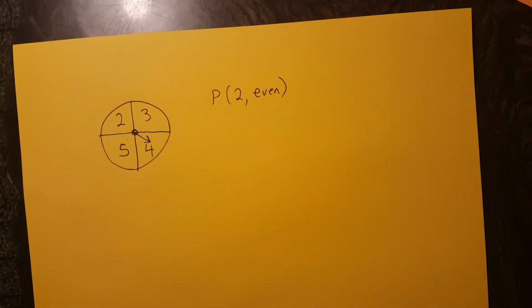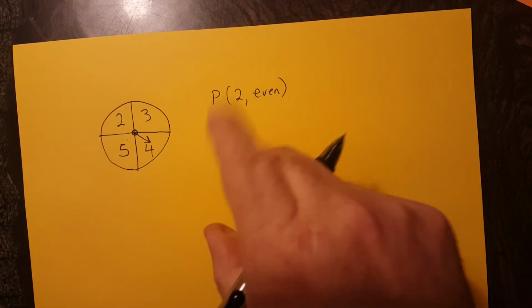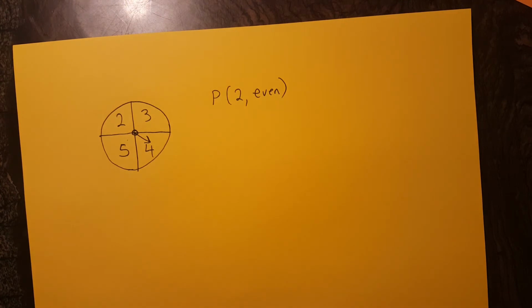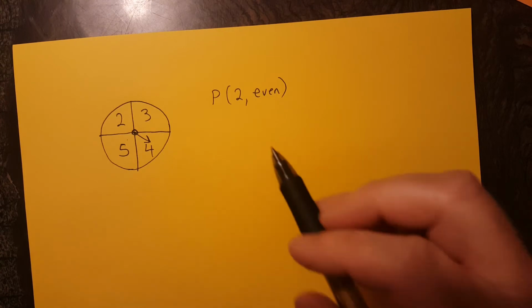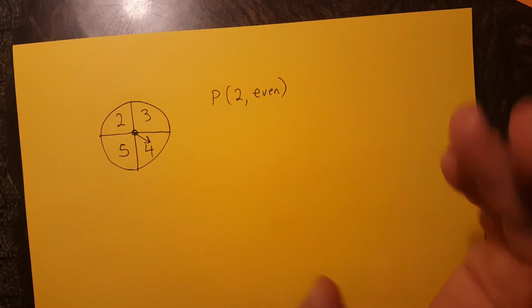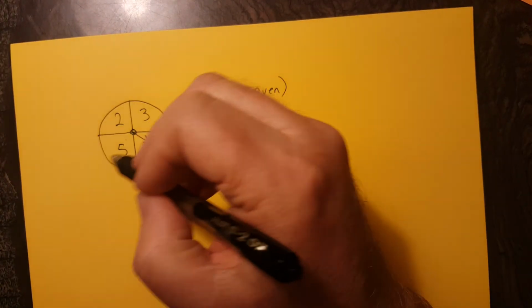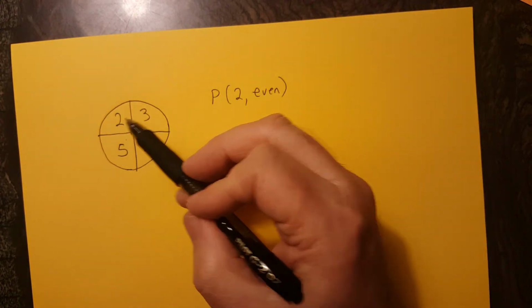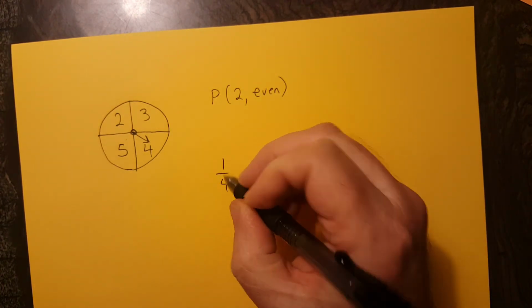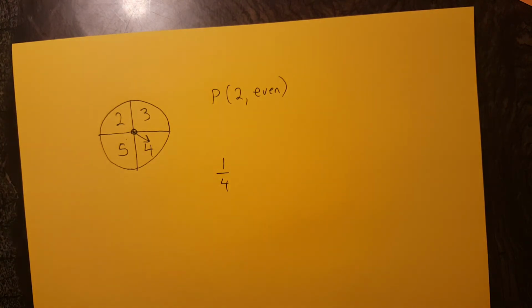The first thing you have to ask yourself is, is this an independent or dependent event? And clearly a spinner, they're independent. No matter what I get the first time, the second time I can still get 2, 3, 4, or 5. Okay? So probability of 2 and then even. We could draw a tree diagram, but we're going to use the shortcut this time. We're just going to say that the probability of getting a 2 the first time is 1 out of 4, because there's 1 out of 4 possible outcomes.